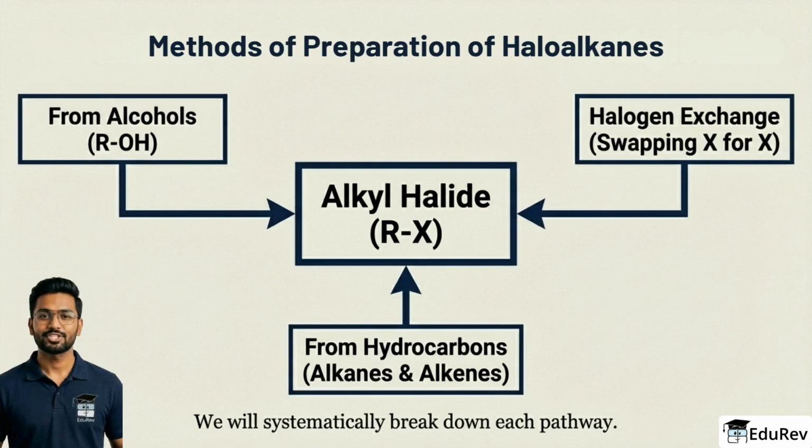When it comes to preparation, don't think in terms of reactions. Think in terms of pathways. There are three main routes: from alcohols, from hydrocarbons, and through halogen exchange. Every method you study will fall into one of these. That simplifies the entire chapter.